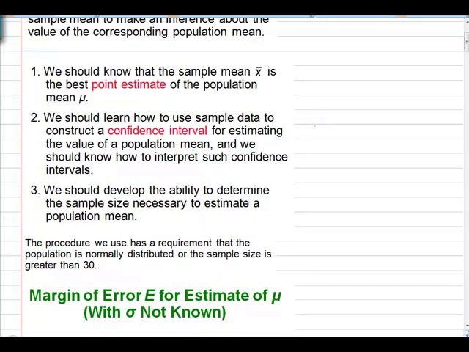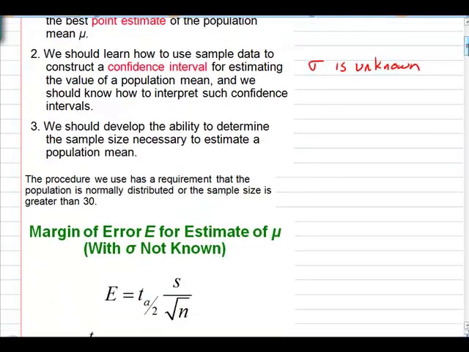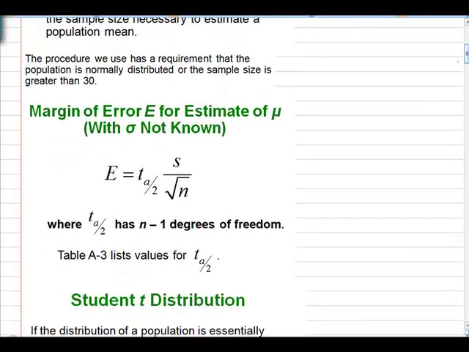We're going to assume here that our standard deviation is unknown. If the standard deviation is unknown, it's going to require a different distribution for us, not a normal distribution. It's something called a student's t distribution. The procedure we use has a requirement that the population is normally distributed or the sample size is greater than 30. Remember, if the original population is normally distributed, we're not as strict on that sample size being 30. We can use a smaller sample size.